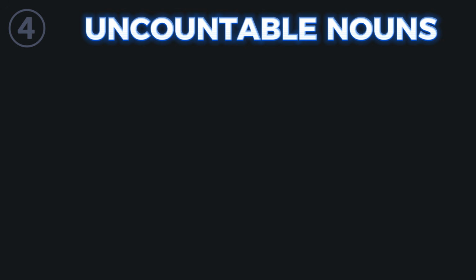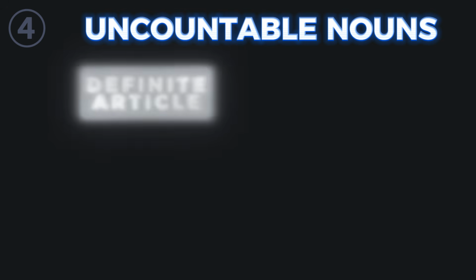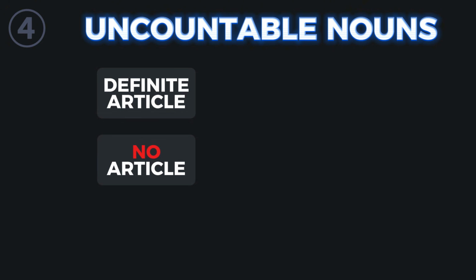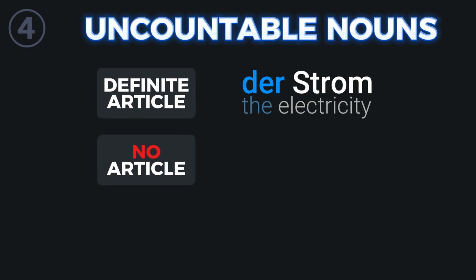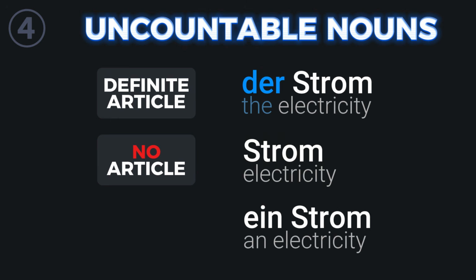Number 4. Uncountable nouns. Hear me out on this one because it definitely is the biggest category. You can only use the definite article or no article at all with any uncountable noun. Like in English, it is either der Strom, the electricity, or just Strom, electricity. Ein Strom, an electricity, is not a thing.